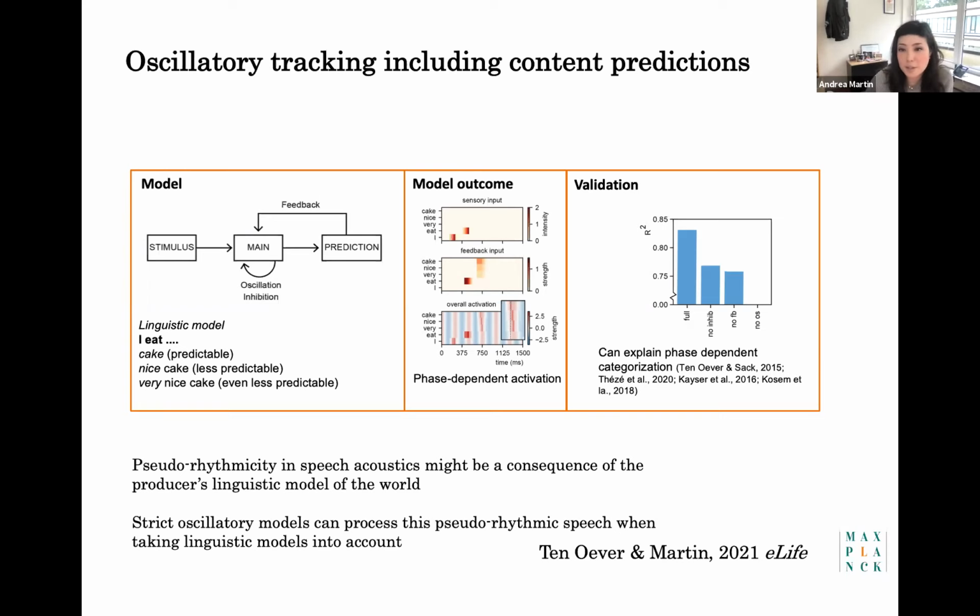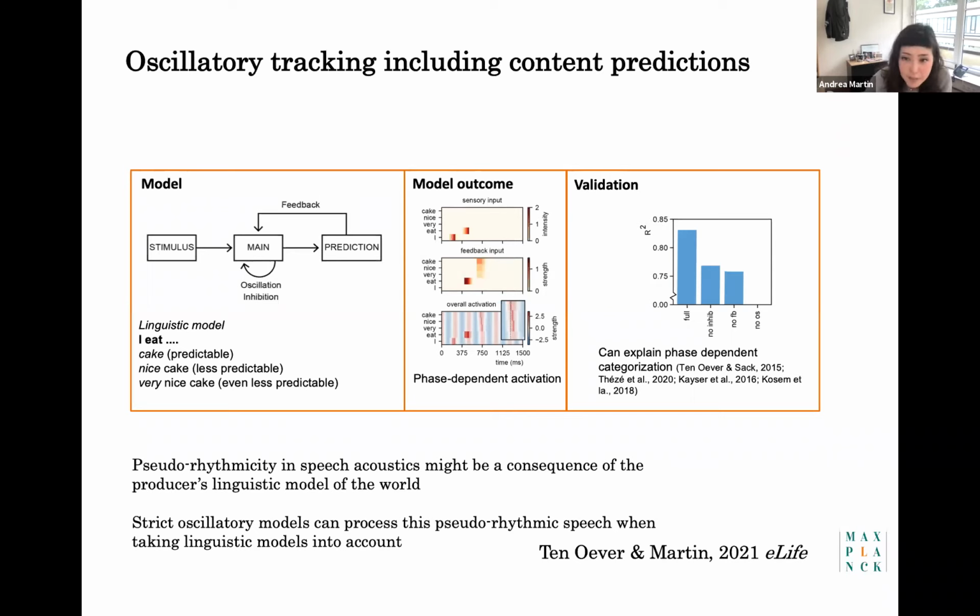The sentence has a different next word prediction. It can be either I eat cake, which is very predictable, or I eat nice cake, or I eat really nice cake, which is less predictable. And this is the output of the model. And as you can see, the sensory input is I eat. And at the feedback level, after the word eat, 3 nodes get feedback, but at different strengths.